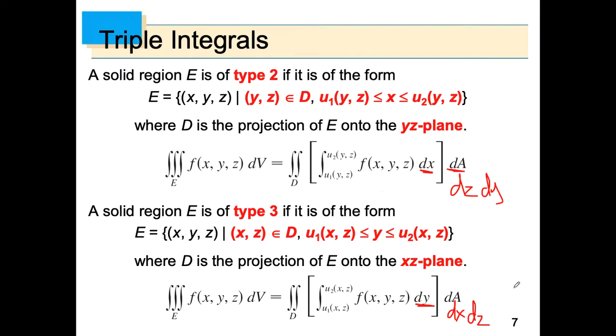Again, sometimes you will be able to switch around the order by using a little bit of intuition, some geometry, maybe even a little sketch. And the beauty part of all this is that many times it doesn't really matter which type you use. Many times, a lot of these solids can be solved using type 1 or type 2, or type 2 or type 3, or sometimes even all three.